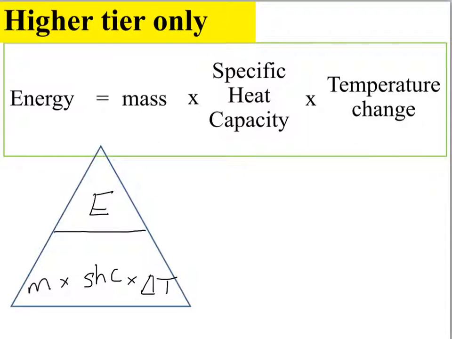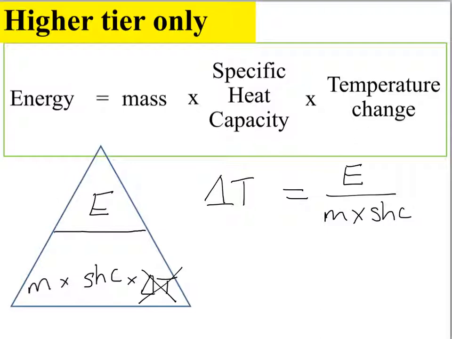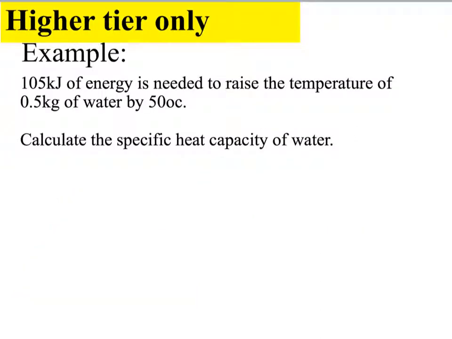And we can repeat this again for the change in temperature. So if I wanted to calculate the temperature change, I cover that up on my triangle, and I'm left with energy divided by the mass times the specific heat capacity. Let's look at an example of this.